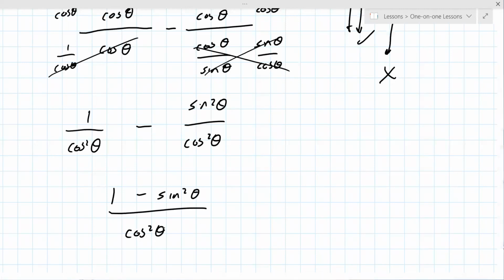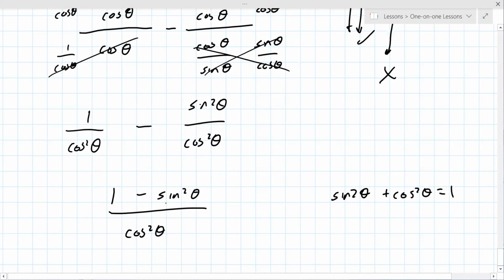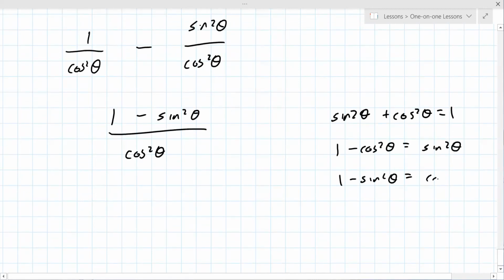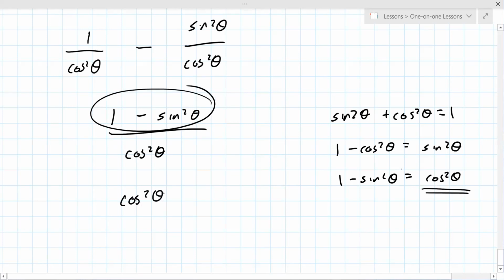Do we do any more with that? Absolutely. The main trig identity you're using is sine squared theta plus cosine squared theta equals 1. You have to start seeing that it's really 1 minus cosine squared theta equals sine squared theta. That's one way to use it. Or 1 minus sine squared theta equals cosine squared theta. So in this case, we're going to replace this with cosine squared theta. Keep the bottom, so this becomes 1.